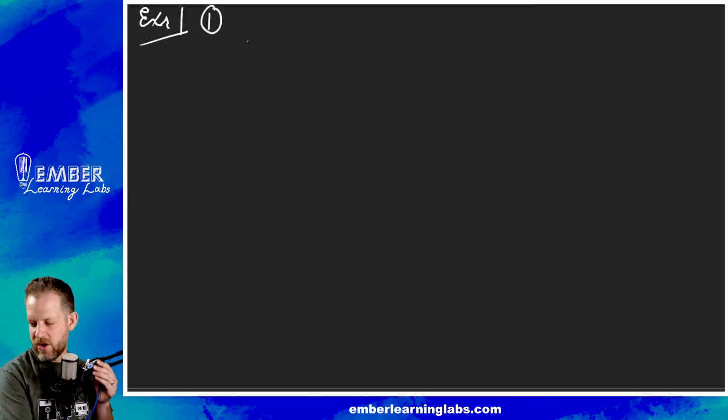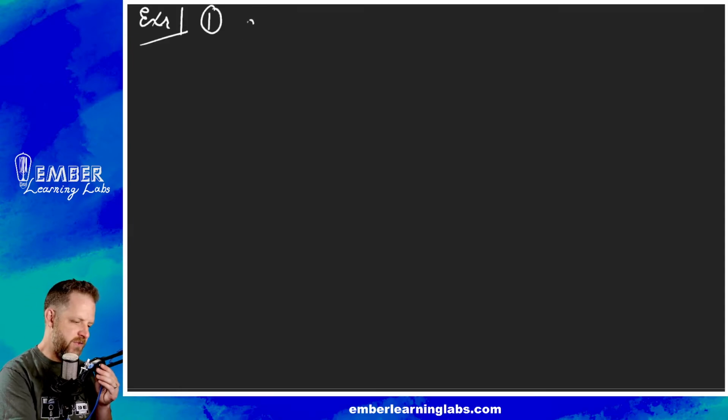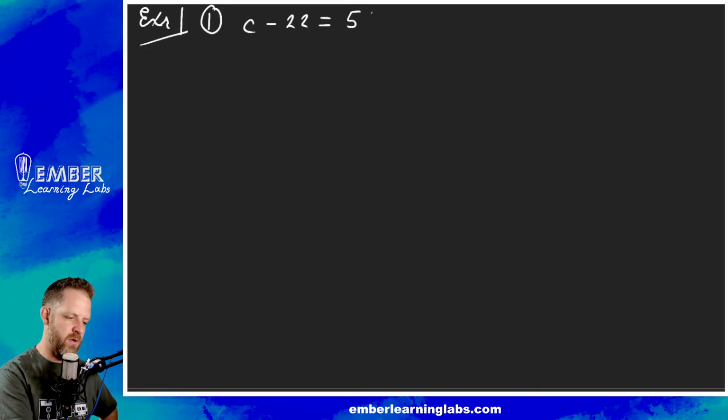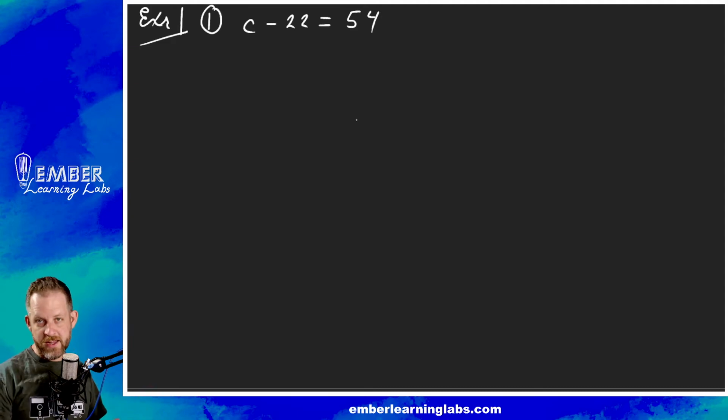Example 1. We're going to solve C minus 22 equals 54. So we look for cleanup first. There's no cleanup to be done. These are one-step equations. None of these are going to have cleanup.